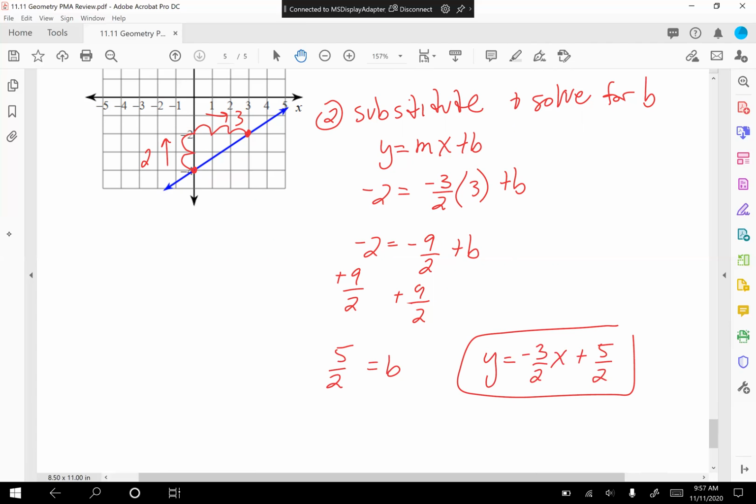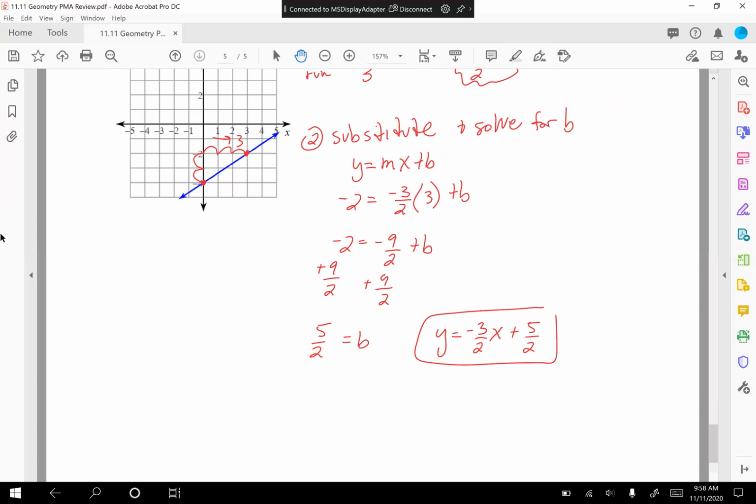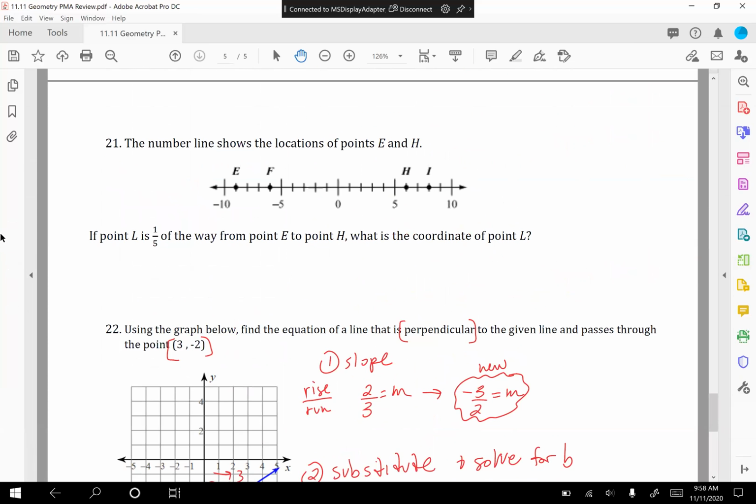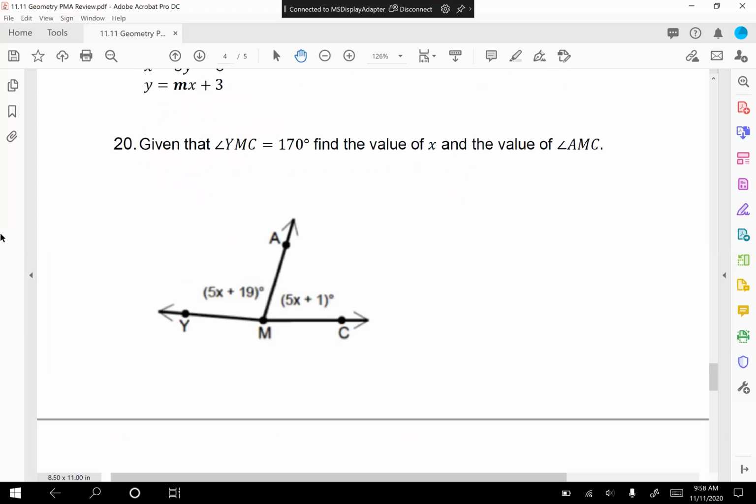Now we're going to do our last one, angle addition, and then we're ready to go. Just bear with me for 1 minute. All right, here you go. They tell us the whole angle is 170. Part plus part equals the whole thing.